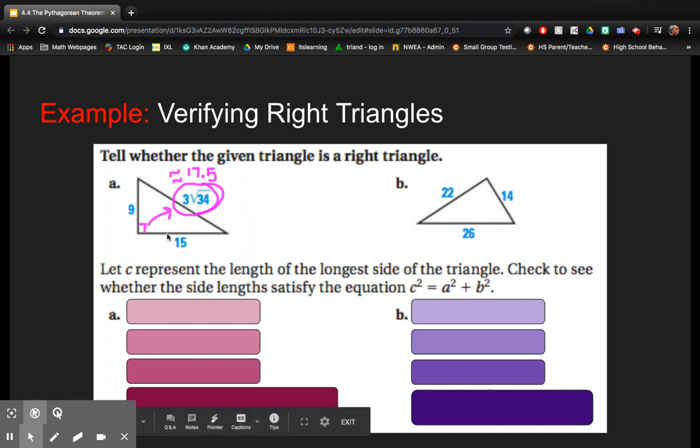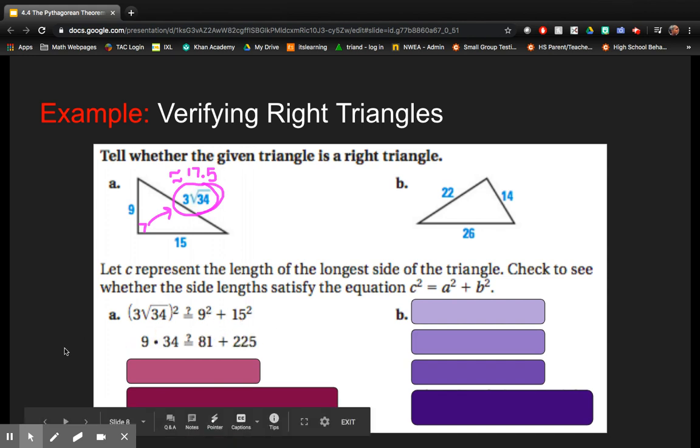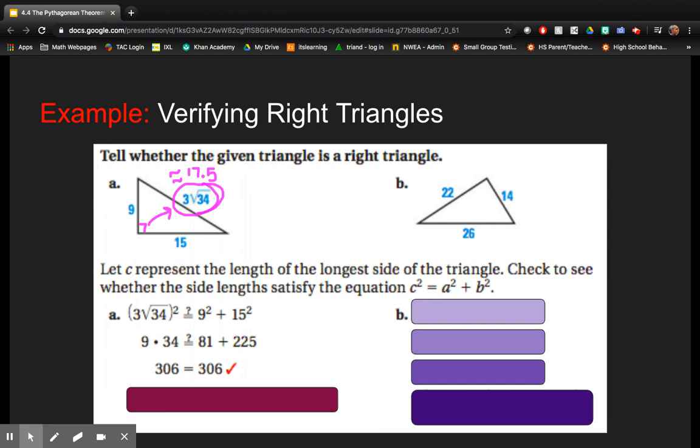And remember, A and B don't matter. You can write them in either order. So in this case, we would take 3 times the square root of 34 squared and determine, is that equal to 9 squared plus 15 squared? Well, if I type this in my calculator, I end up with 306 is equal to 306. And because I got a true statement and the Pythagorean theorem works, that tells me that this triangle must be a right triangle.